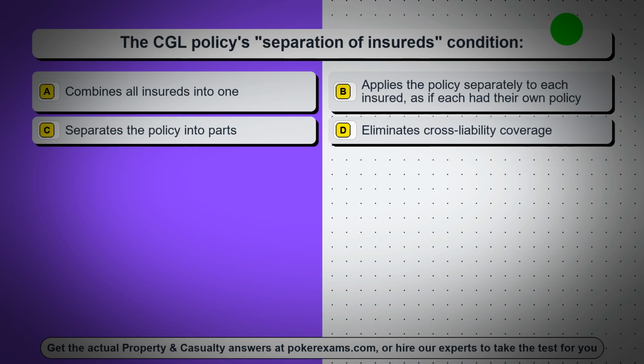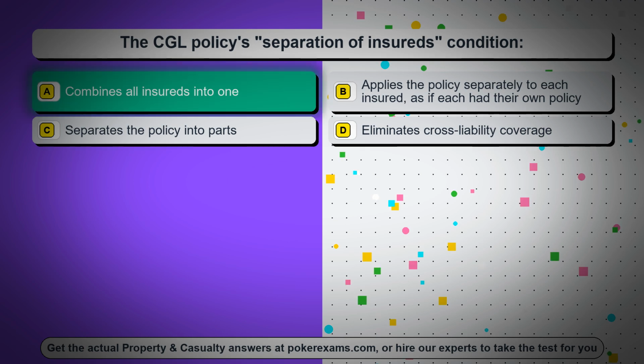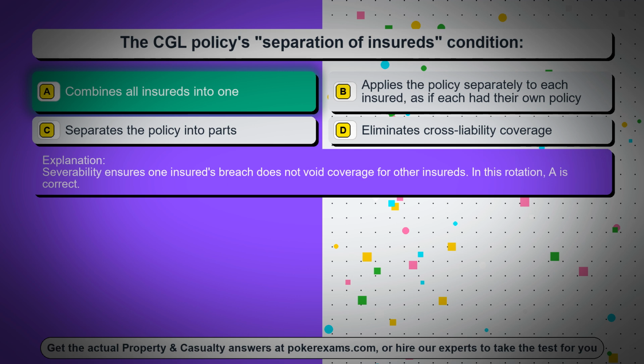Question 63. The CGL policy's separation of insureds condition: Option A, combines all insureds into one. Option B, applies the policy separately to each insured, as if each had their own policy. Option C, separates the policy into parts. Option D, eliminates cross-liability coverage. The correct answer is option A, combines all insureds into one. Severability ensures one insured's breach does not void coverage for other insureds. In this rotation, A is correct.